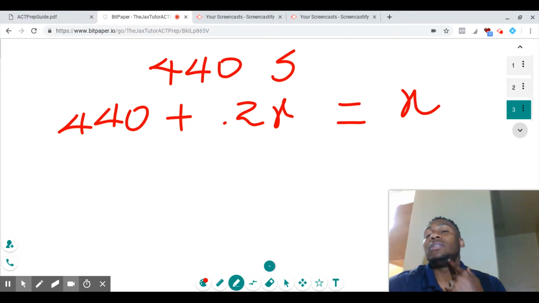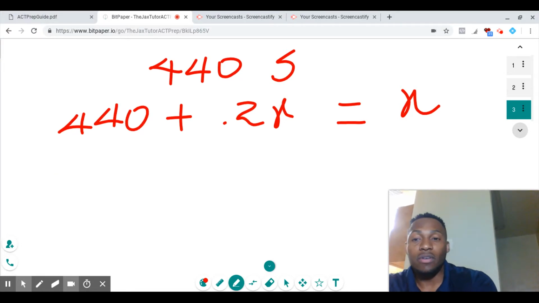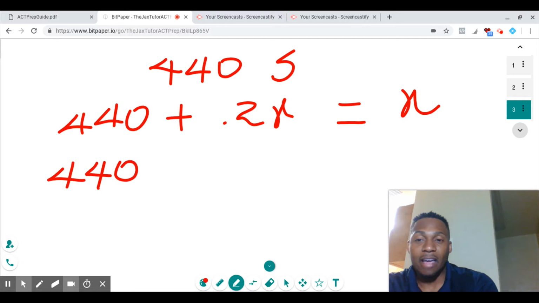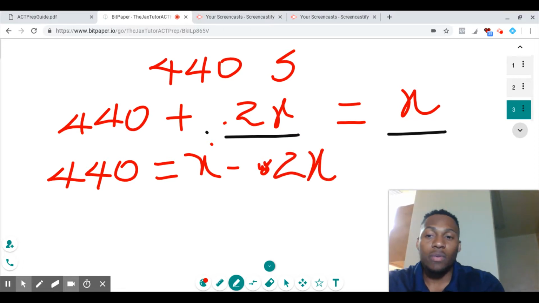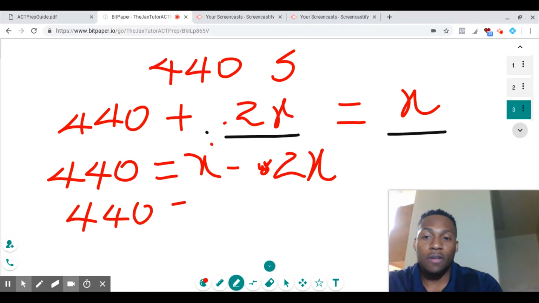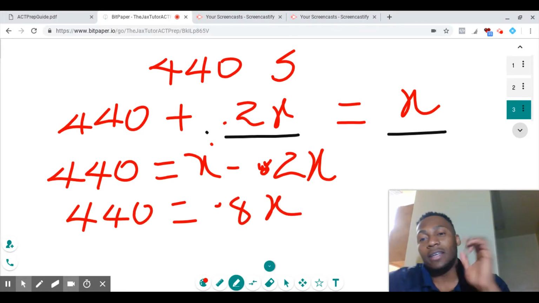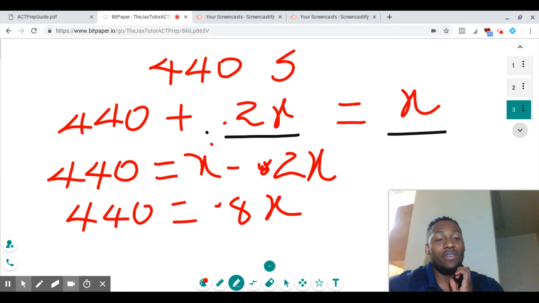So now, how do we solve for this? We can move everything that has X to one side and everything that doesn't have X to the other side. We're going to move this part of the equation over. So we have X minus 0.2x. Let's make sure this is 0.2x. So what we have is 440 is equal to 0.8x.